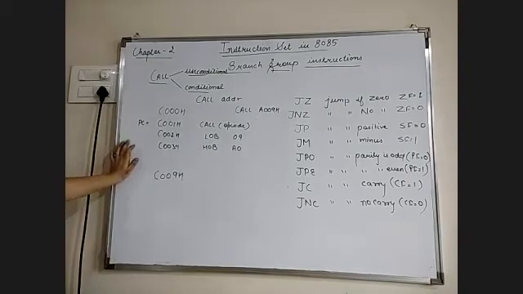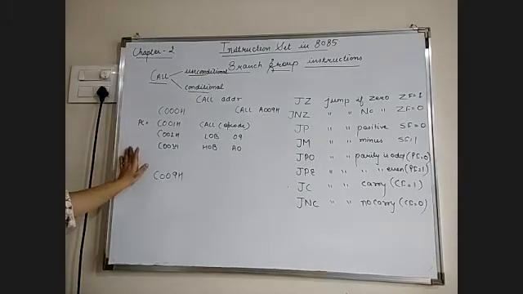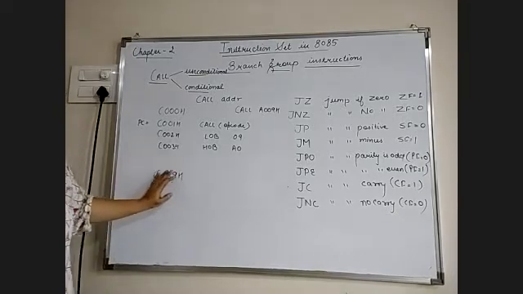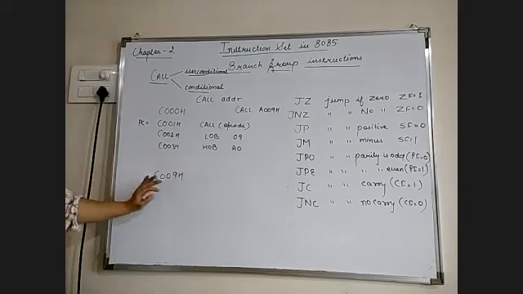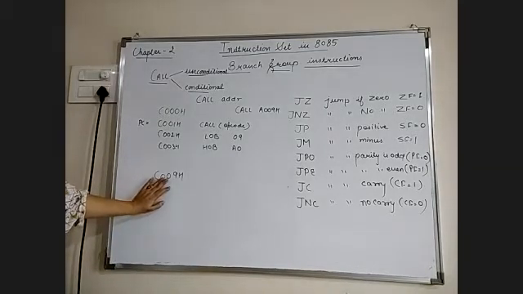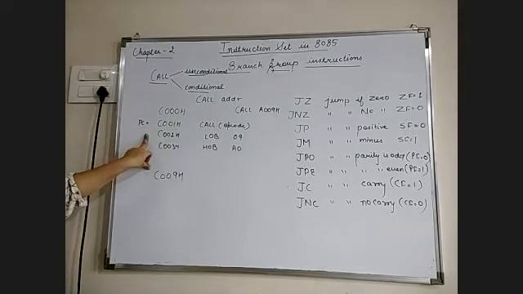That means this instruction is used to transfer the program control to the subroutine program. Whenever this instruction is executed by the microprocessor, the program control is transferred from the main program to the called program, or we can say from the main program to the subroutine program. When the microprocessor jumps to the subroutine program, at the same time the current contents of the program counter will be pushed into the stack. That means the address of the next instruction will be pushed on the stack.